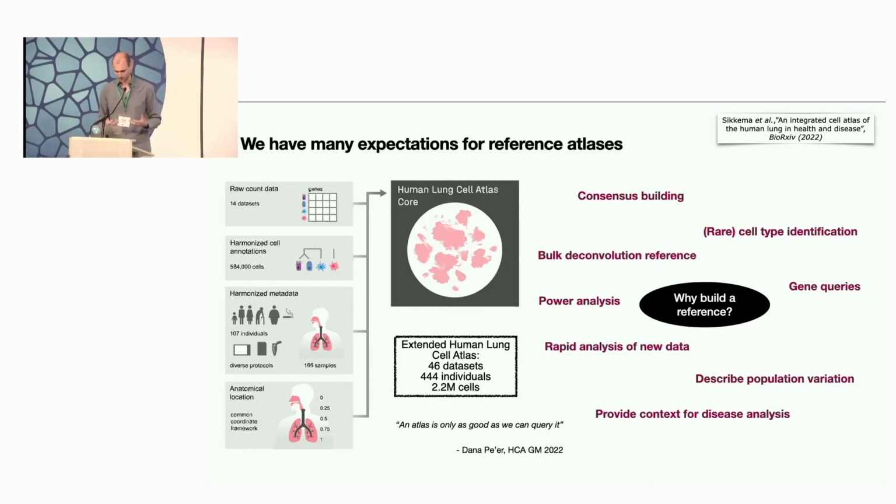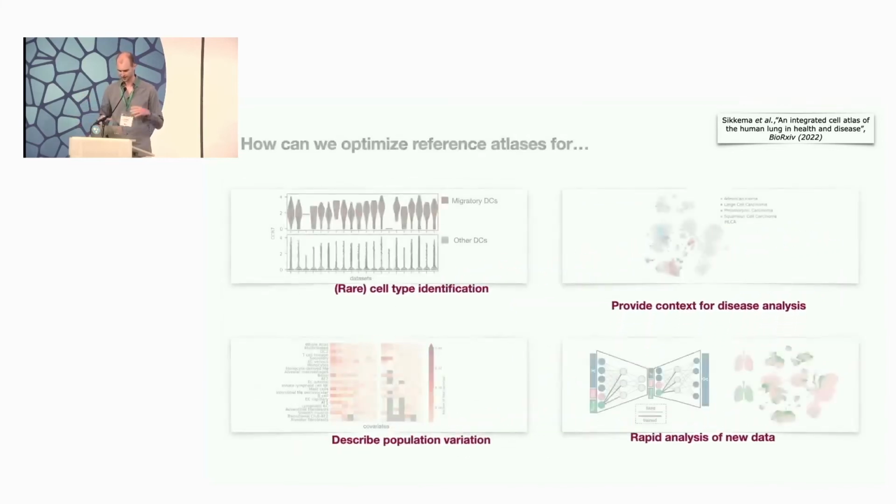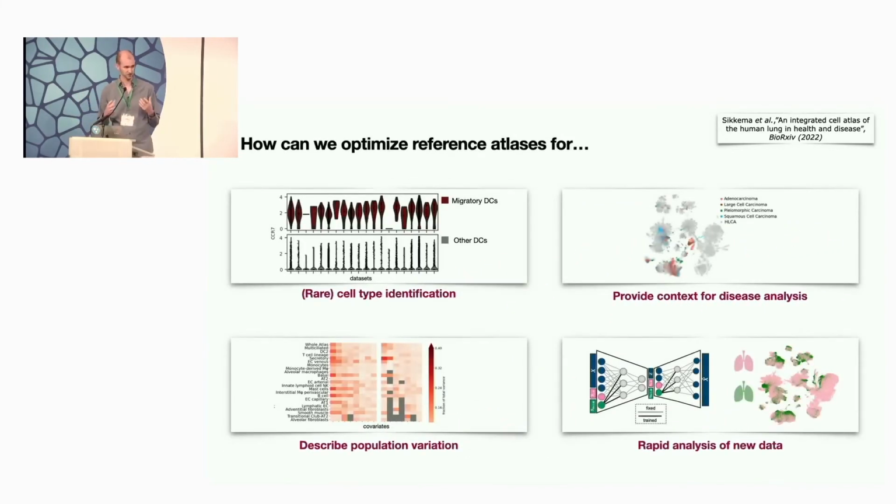In the building of the Human Lung Cell Atlas, we specifically focused on a couple of these to try to optimize the building process for how we will later be able to query it. And these are just four examples of specific technical decisions we made to optimize for these use cases, including rare cell identification, providing context for disease analysis, and rapidly analyzing new data, as well as describing population variation. Given that I have limited time, I'll try to get to a couple of these, but I'm happy to talk about any of these later on as well.